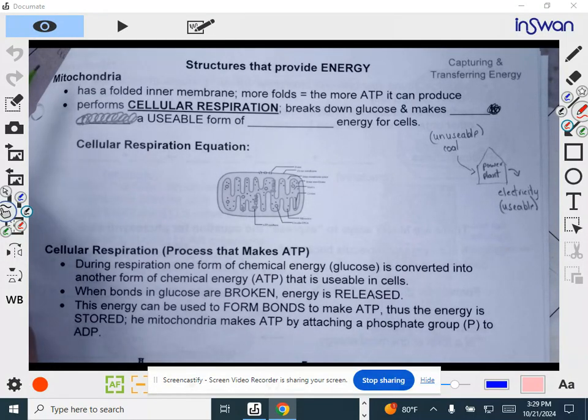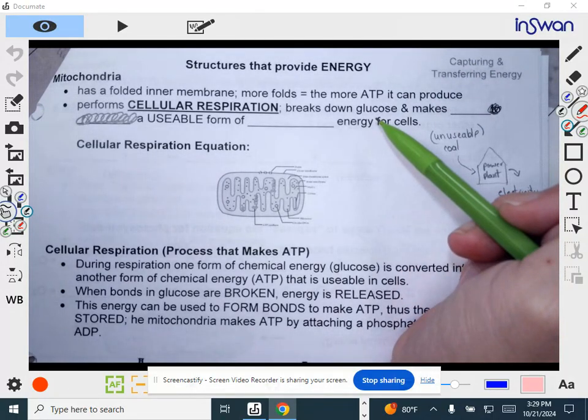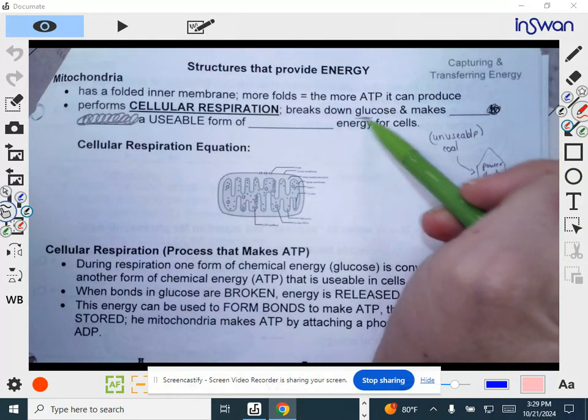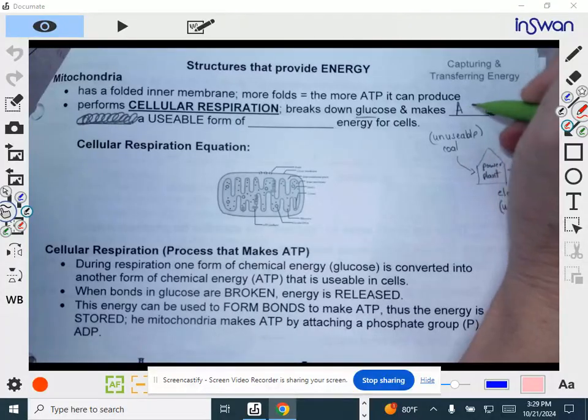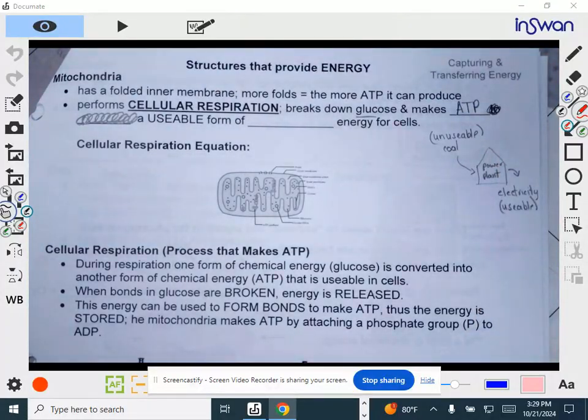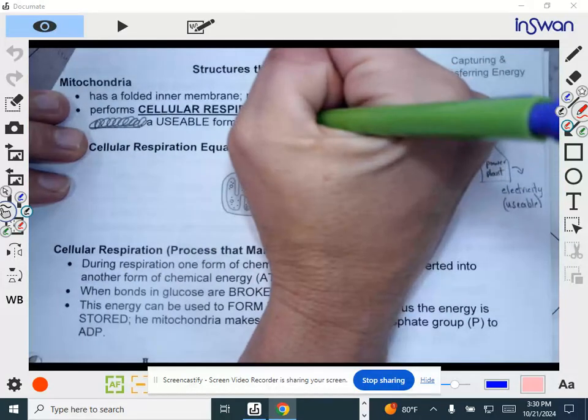Now, this process that the mitochondria does is called cellular respiration. And when we say it takes energy and converts it into a usable form, what we mean by that is the mitochondria is going to take glucose, and glucose is unusable chemical energy, and it's going to break it down, and then it's going to make ATP, which is a usable form of chemical energy. So when your reactions need an input of energy, your cells will use ATP. So all cells power their reactions by using ATP. ATP is a usable form of chemical energy.